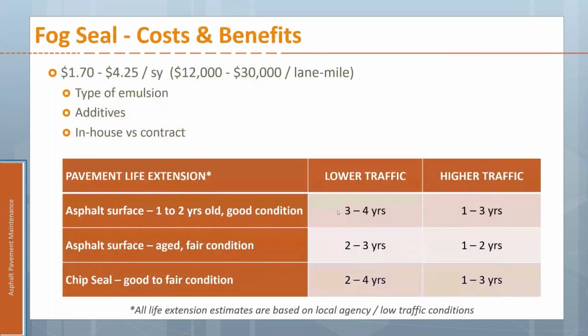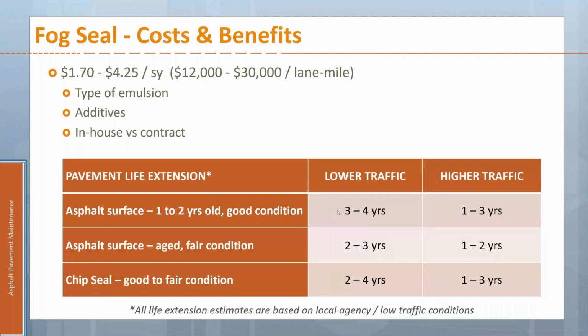In terms of cost and benefit, what does this treatment actually do for you? I'm going to qualify this by saying all of the estimates and things that I've put together are in the context of local roadways and generally lower traffic counts. So the price ranges that I'm showing here are anywhere from $1.70 to $4.25 per square yard. That is a huge range. I understand that, so I'm kind of not giving you any specific information, but that runs $12,000 to $30,000 per lane mile.